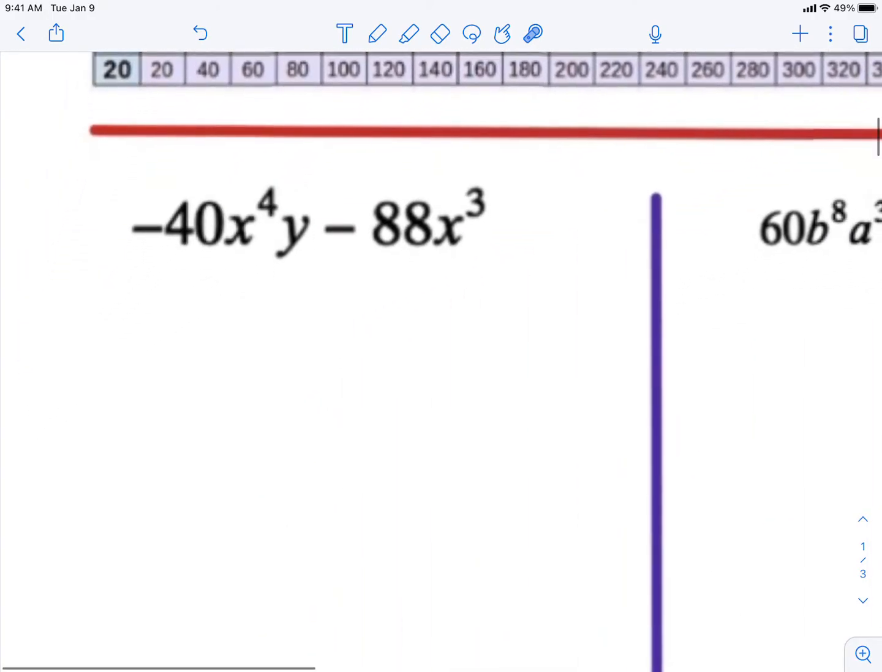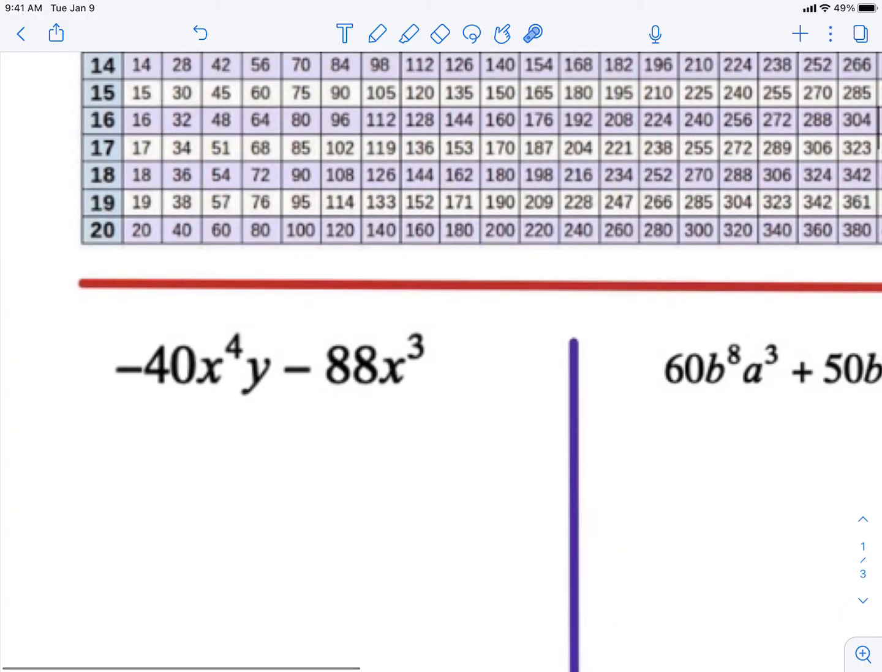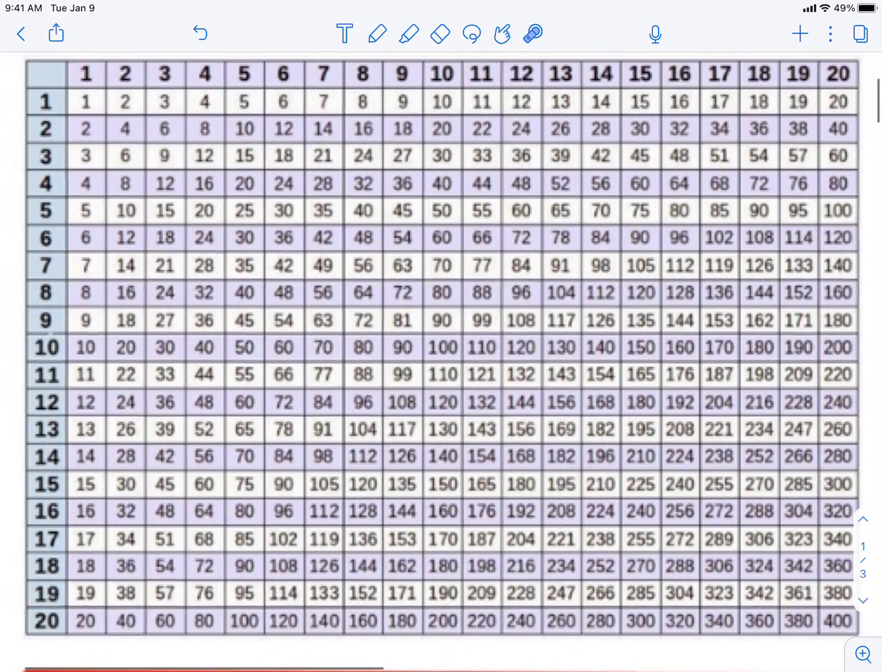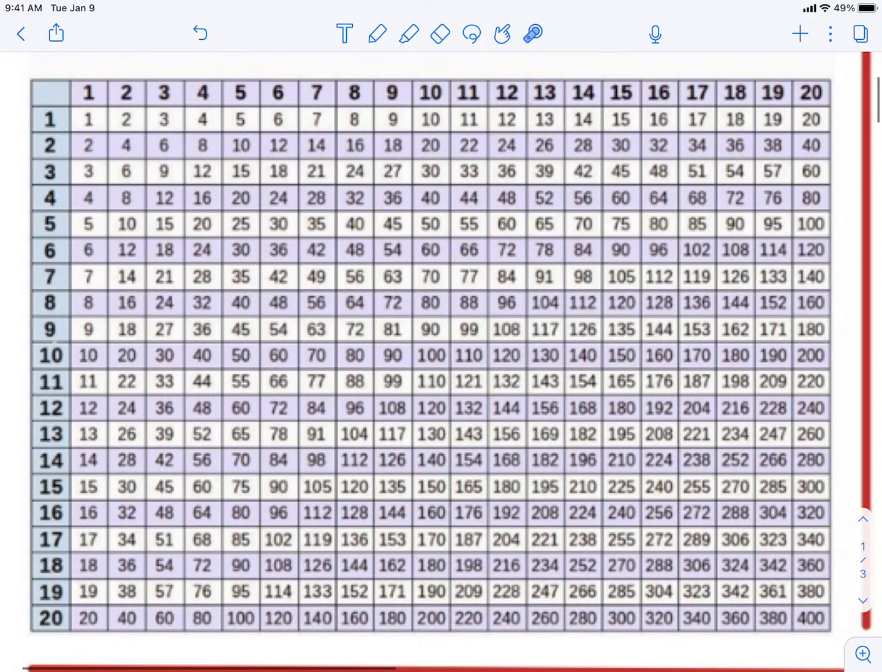The first thing we're going to do is look at the coefficients. The coefficients we learned are the numbers. So in this case, it's 40. Forget about signs right now. Just 40 and 88. So what I want to see is what number can go into 40 and 88. So I have to find the same row or same column where I see 40 and 88.